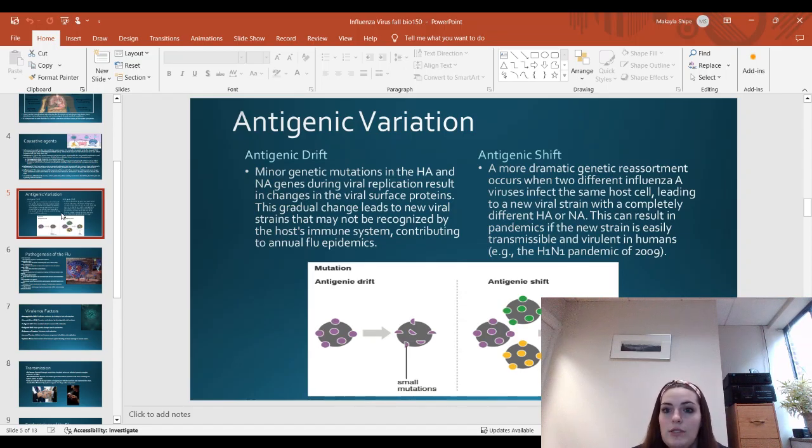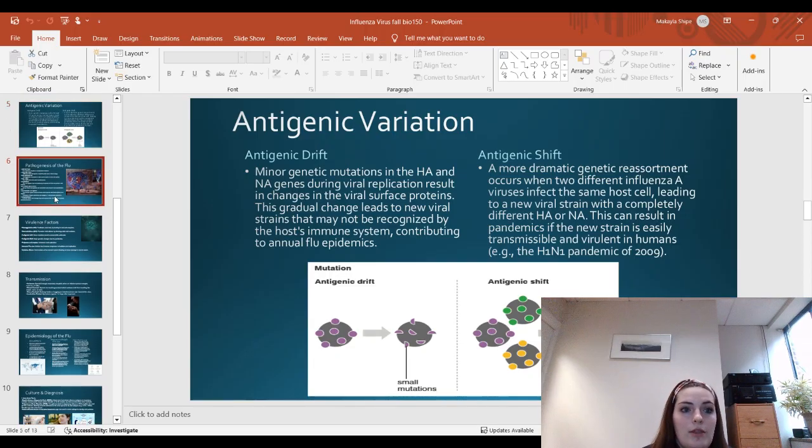And then the next one is antigenic shift, which is a more dramatic genetic reassortment. It occurs when two different influenza A viruses infect the same host cell, leading to a new viral strain with a completely different HA or NA. This can result in pandemics if the new strain is easily transmissible and virulent in humans. For example, the H1N1 pandemic of 2009 is an example of an antigenic shift.